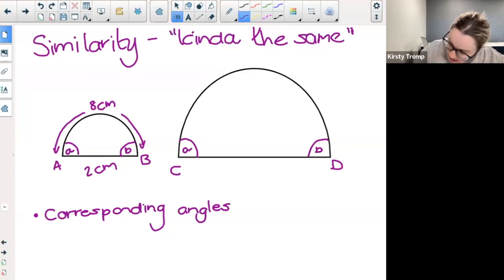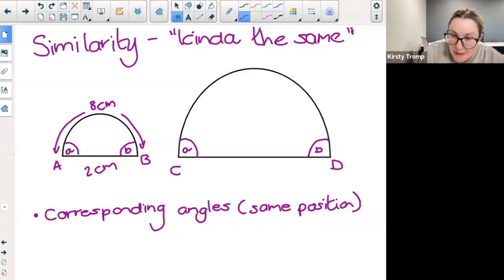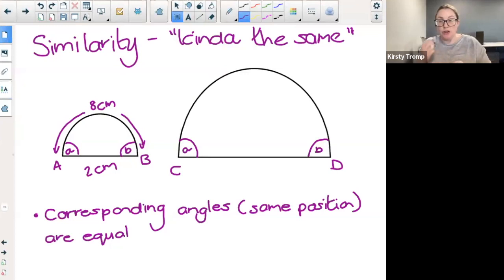So the corresponding angles, which means that they are in the same position, you could say, the corresponding angles, so the angles which are in the same position are equal. So my angles are going to be equal. They're going to measure the same. All right.